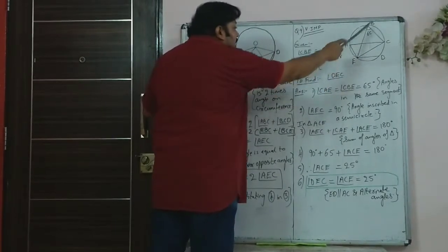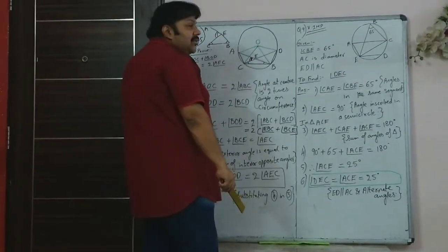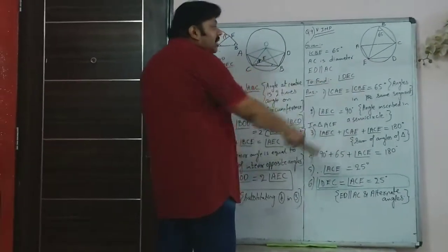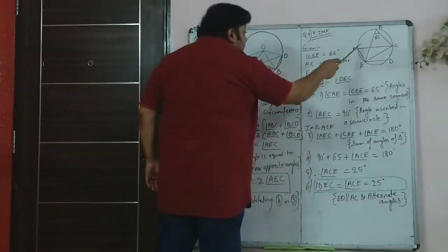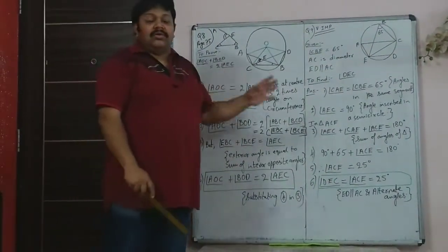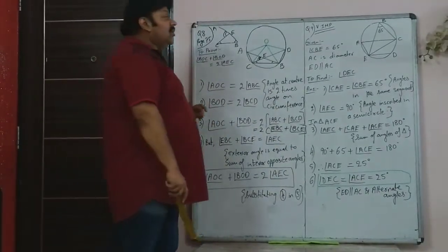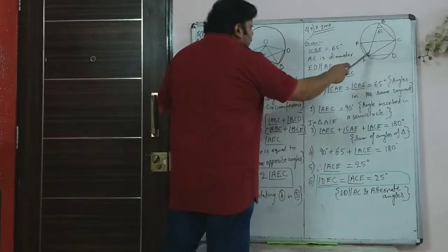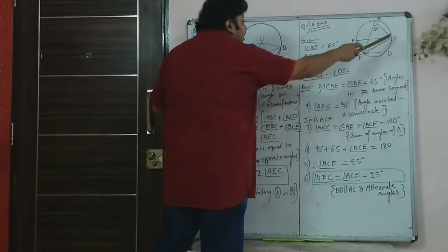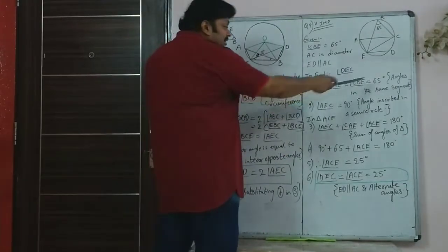EAC and EBC have the same chord EC in front of them, so they are angles inscribed in the same segment. Angles inscribed in the same segment are equal. Therefore, you can say that CAE will be equal to 65 degrees. This is based on the 4 theorems that you learned. All the sums of the first exercise are based on only the 4 theorems which you have learned. So you have EBC is equal to CAE. They both have the same segment or same chord in front of them. So that's the first step.